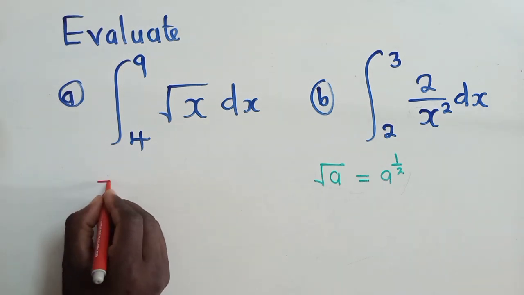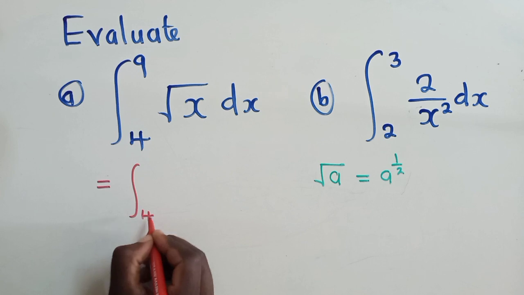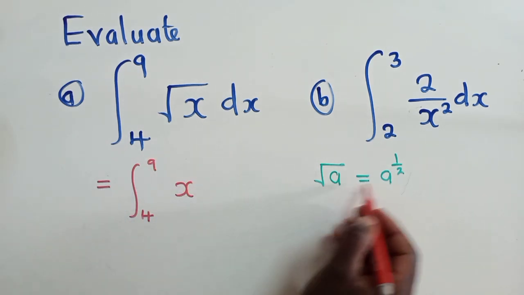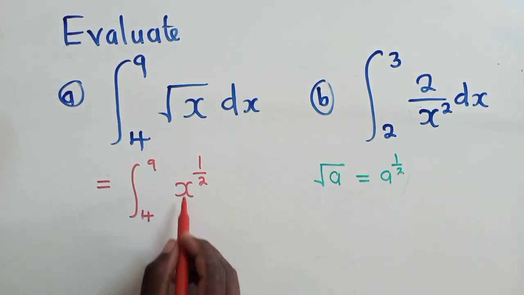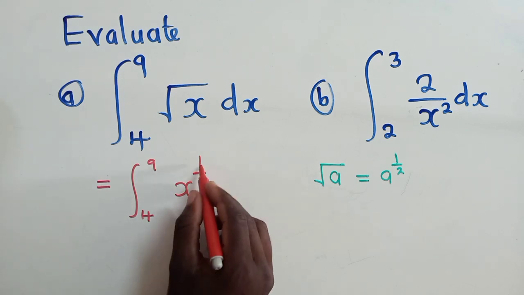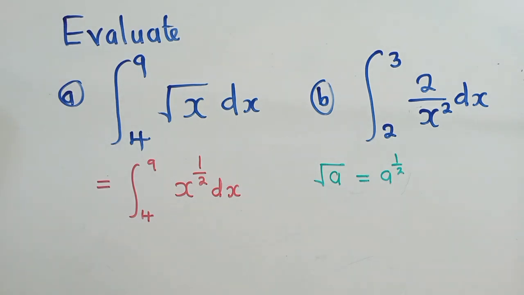So we're going to say equal to the integral with limits from 4 to 9, and we have the square root of x here. Using this idea, we are going to change the power. So this root will turn into x power 1 over 2, and the dx there, okay?